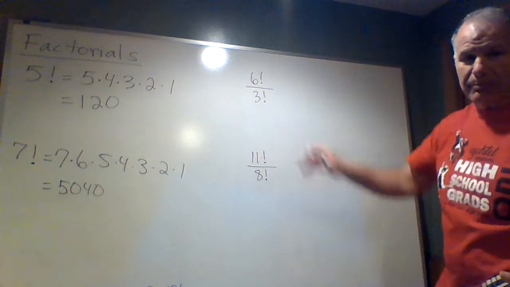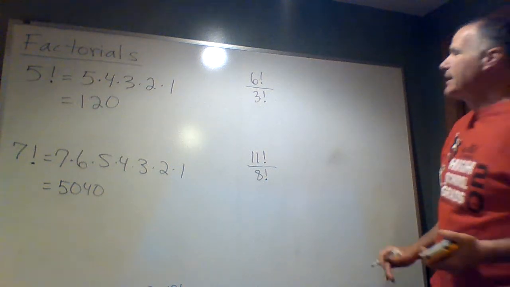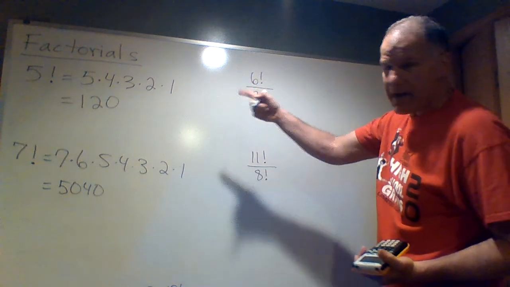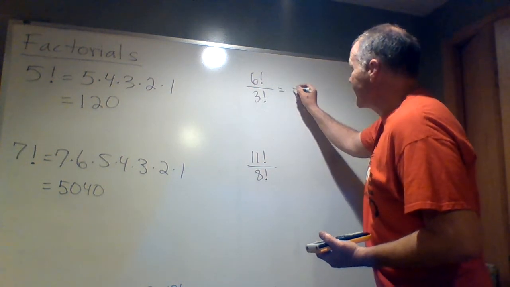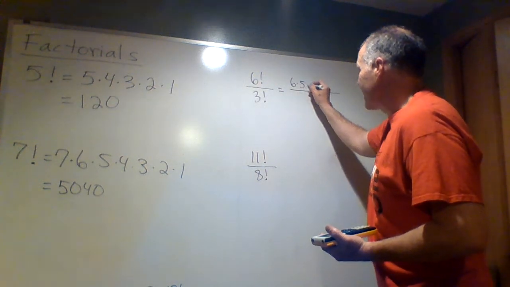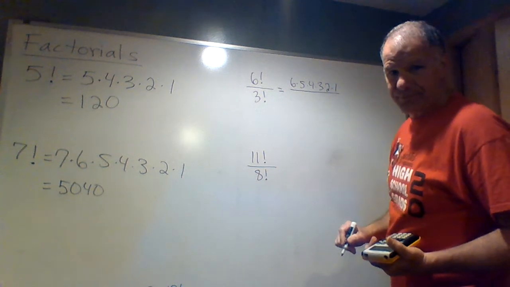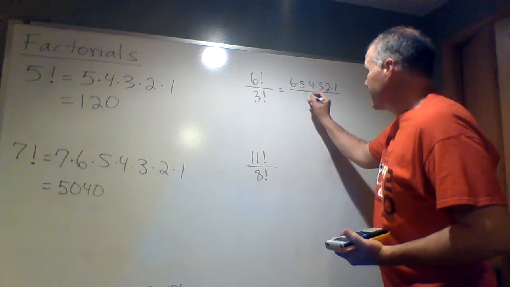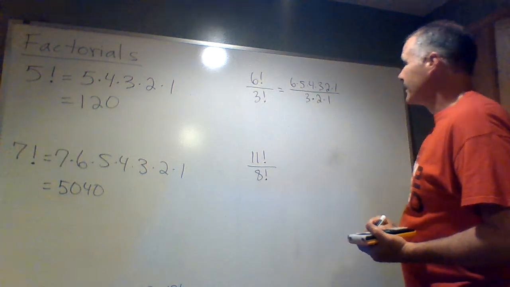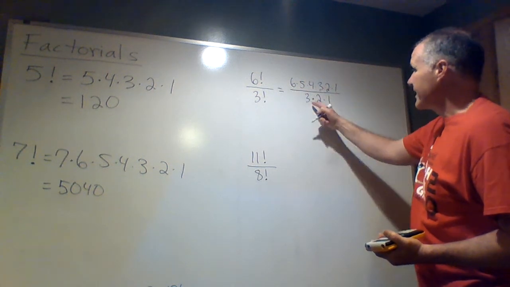This is actually what the problem is on the exam, a fractional factorial, which actually in some ways is easier because you don't have to do all the math, you'll see here. So what we kind of do is say, okay, 6 factorial, 6, 5, 4, 3, 2, 1, right? And then the bottom, 3 factorial, just 3, 2, 1, right? Now here's what's kind of easy about it. Again, I got 6, 5, 4, 3, 2, 1. Here I've got 3, 2, 1.